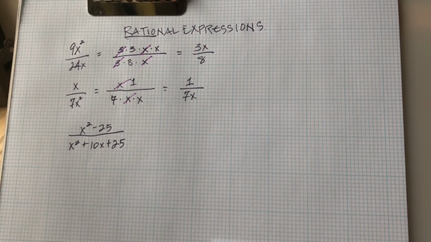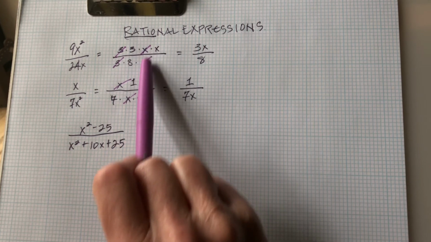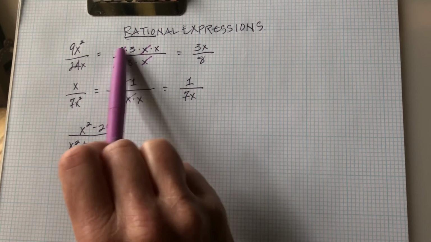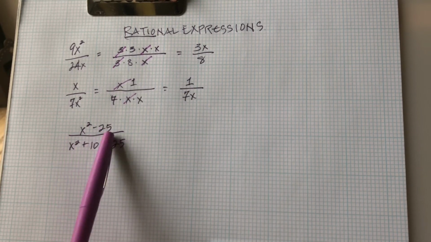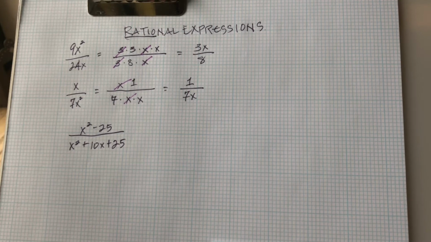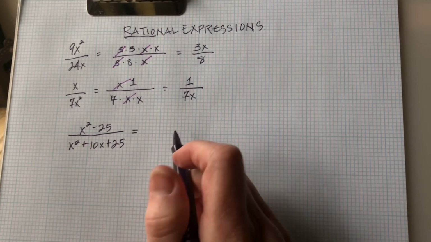See, notice here we only were canceling factors, things that are being multiplied by something else. These are being multiplied by something else. These are not being multiplied when they're in this form. So we have to get them into a form that lets us do some canceling. So we have to do some factoring.